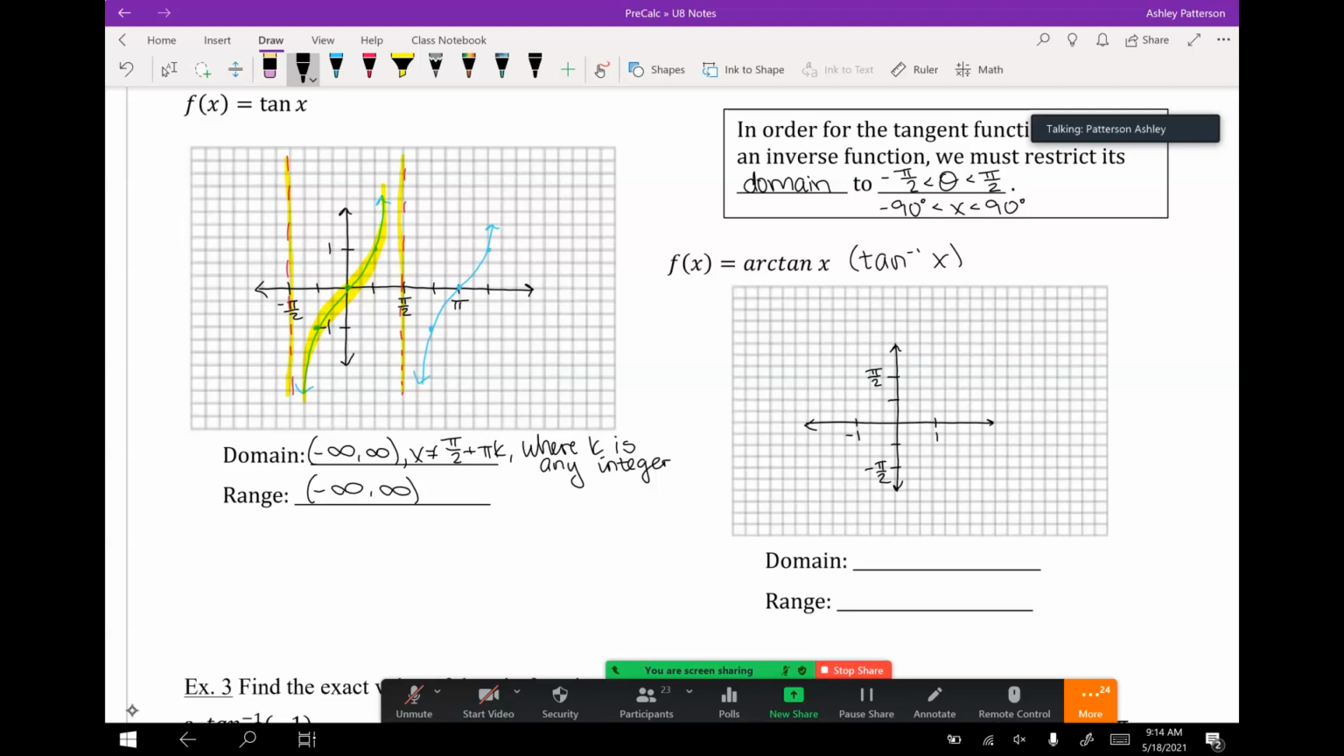Okay, we have asymptotes. They are vertical for the tangent function. If our domain and range values switch between inverse functions, that means they are now becoming horizontal asymptotes. So the inverse is going to have a horizontal asymptote at pi over 2 and at negative pi over 2.